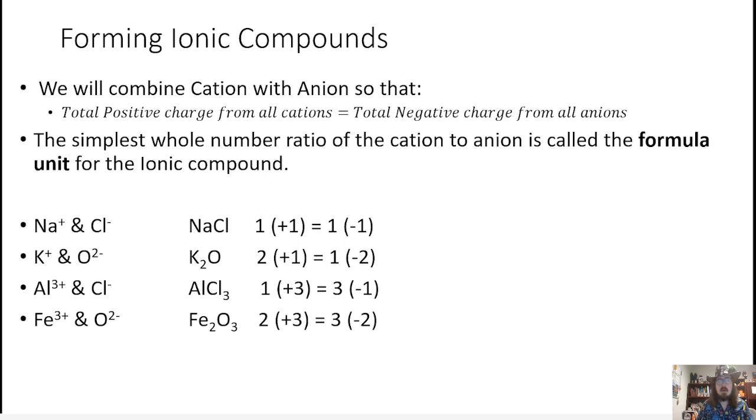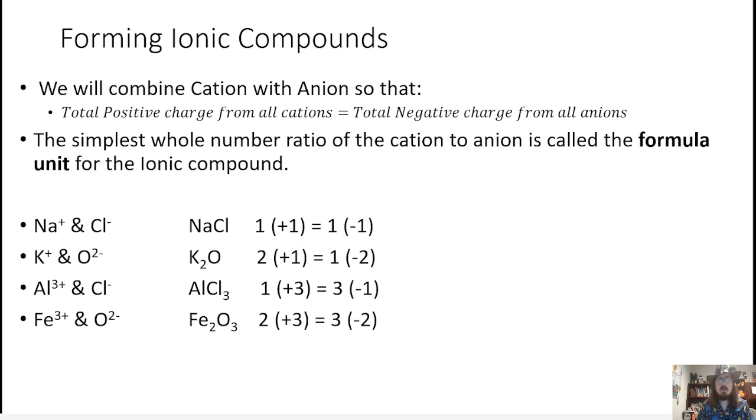The cation and the anion will be in such a way that the total number of positive charges from all the cationic units must equal the total number of negative charges for all the anionic units. If this isn't true, it's not an ionic compound. And we are going to represent this in the simplest whole number ratio of cations to anions, which we call the formula unit. You'll learn about how we predict these charges, but the common charge of sodium is +1.